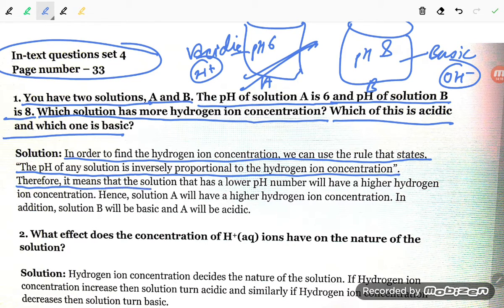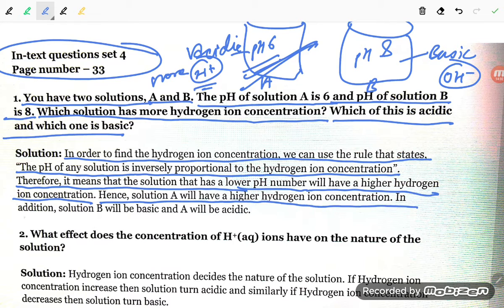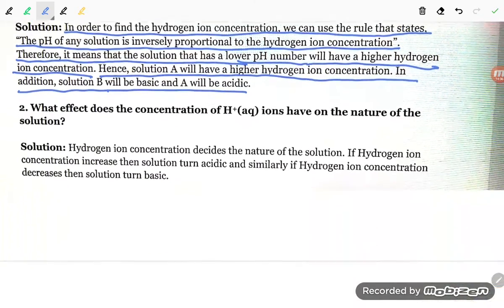Okay, therefore it means that a solution that has a lower pH number will have a higher hydrogen ion concentration. So this one has lower pH and more H+ ions. Hence solution A will have the high hydrogen ion concentration. Solution B will be basic and A will be acidic, right?